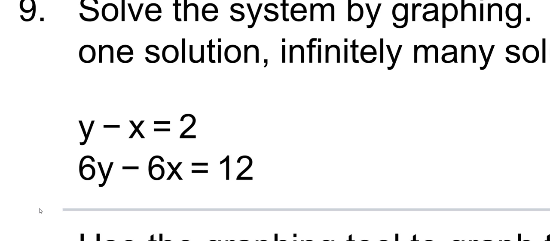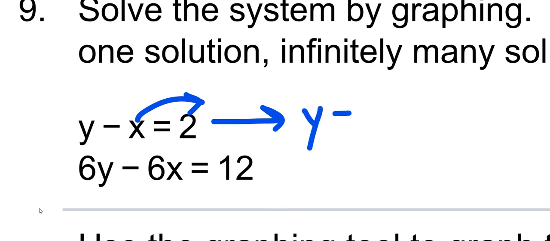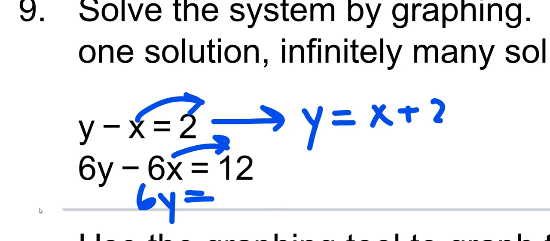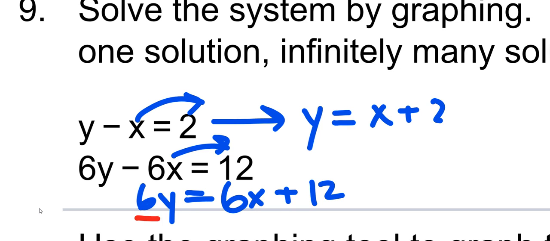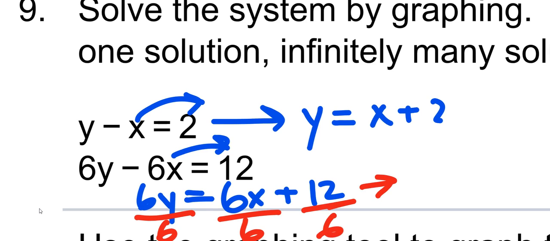Okay, so we got x plus 2 here. When I move that to the other side, that'd be 6y equals 6x plus 12. Then what do I do to both sides? Divide by 6, thank you very much. Giving me a grand total of y equals x plus 2.